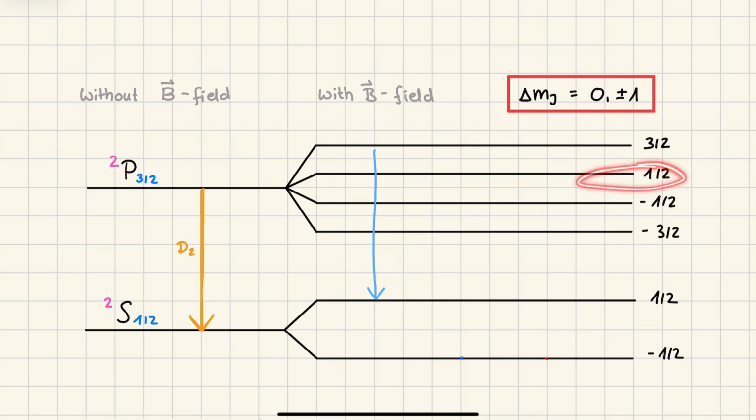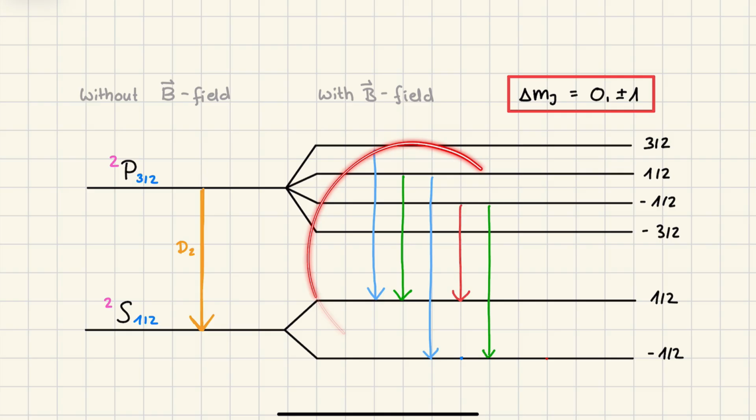Looking at the second highest state, a change of 0 in Mj is now possible, from 1/2 to 1/2, and a change of minus 1 is possible, from 1/2 to minus 1/2. A transition with a change in Mj of plus 1 wouldn't make sense here, because 1/2 plus 1 would be 3/2, which doesn't exist down here. From minus 1/2 to 1/2, we have a change of plus 1, which is allowed. And from minus 1/2 to minus 1/2, we have a change of 0, which is allowed as well. Also, don't worry about the color coding. I'm going to explain that as soon as we have found all allowed transitions.